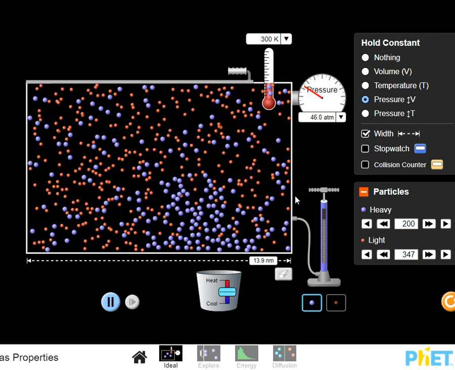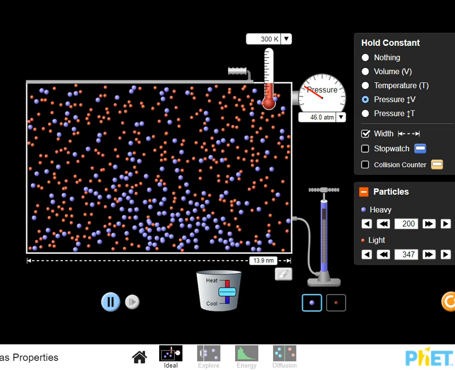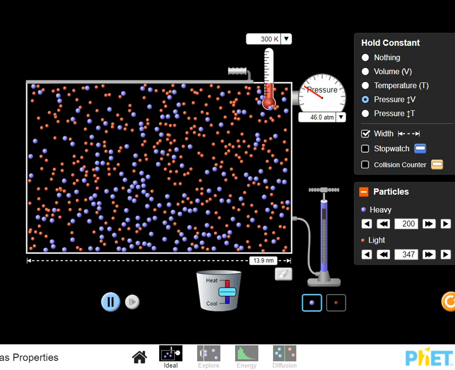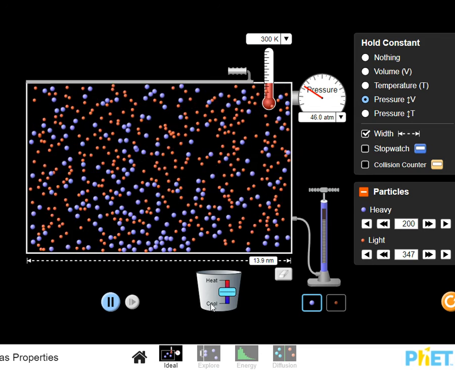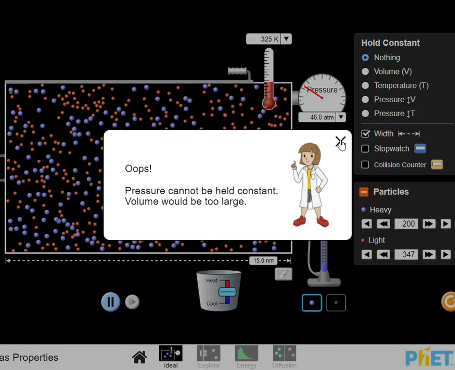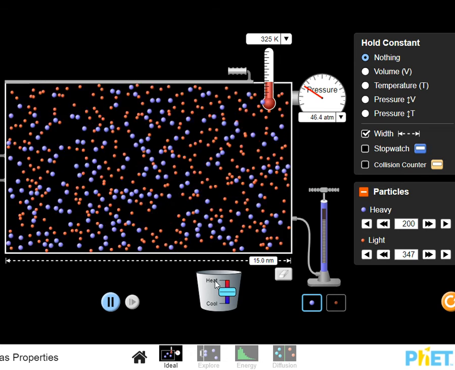And then what else? Back to our questions. It says use a simulation to see how changing temperature affects the behavior of the gas particles. All right, well, let's add some heat. Oops, the pressure cannot be held constant. All right, so let's go back to holding nothing constant.